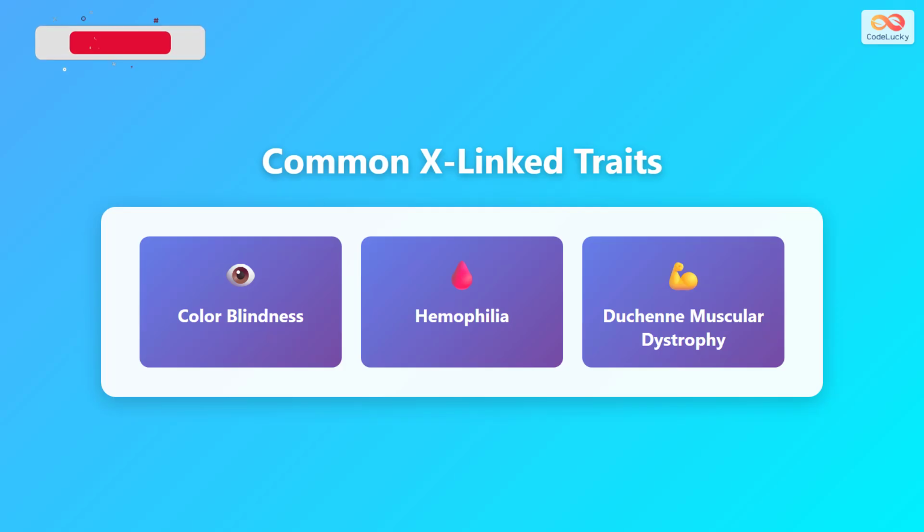Several well-known conditions are X-linked traits. Color blindness, particularly red-green color blindness, is one of the most common examples. Hemophilia, a blood clotting disorder, is another important X-linked condition. Duchenne muscular dystrophy, a serious muscle weakening disease, is also X-linked. All of these conditions appear much more frequently in males than in females.